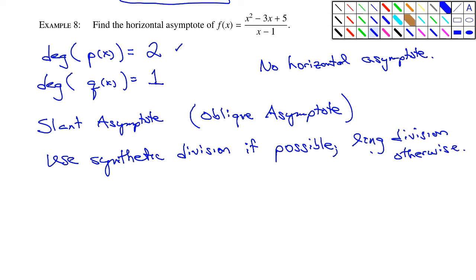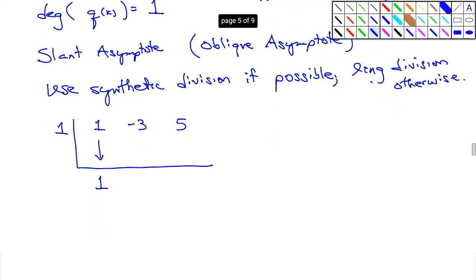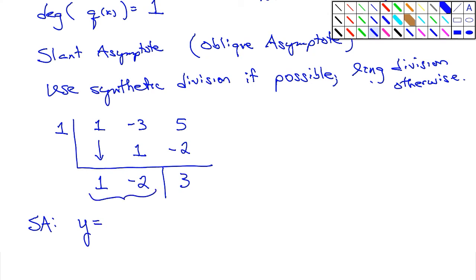So here, because the denominator is in the form of x minus a number, I can use synthetic division. So we'll have the 1 on the outside. We have 1, negative 3, and 5. Bring down the 1. 1 times 1 is 1. Negative 3 plus 1 is negative 2. 1 times negative 2 is negative 2. 5 minus 2 is 3. We don't really care about the remainder in this case, but the slant asymptote is y equals, and then we reform this line right here. So that would actually be x minus 2.